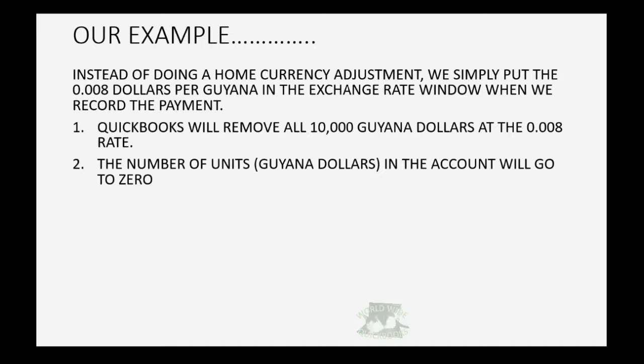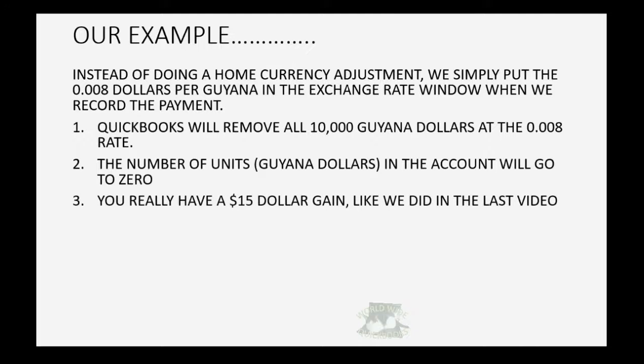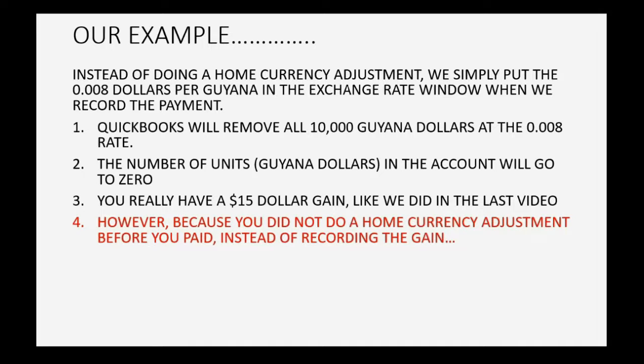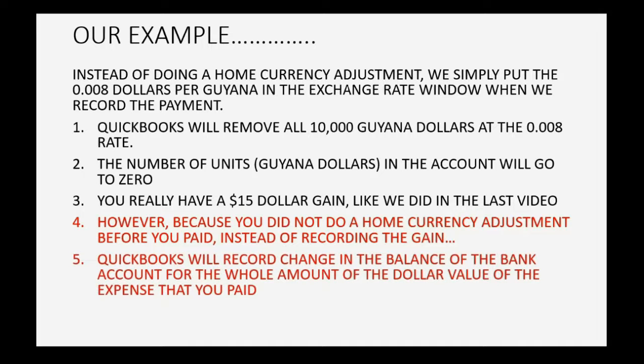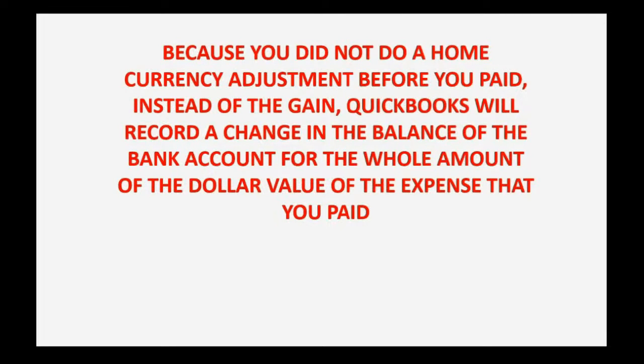The number of Guyana units goes down to 0, and in reality you have a $15 gain like we did in the last video. However, because you did not do a home currency adjustment before you paid, instead of recording the gain, QuickBooks will record a change in the balance of the bank account for the whole amount of the dollar value of the expense that you paid. Now that's the crucial point. Let me say it again.